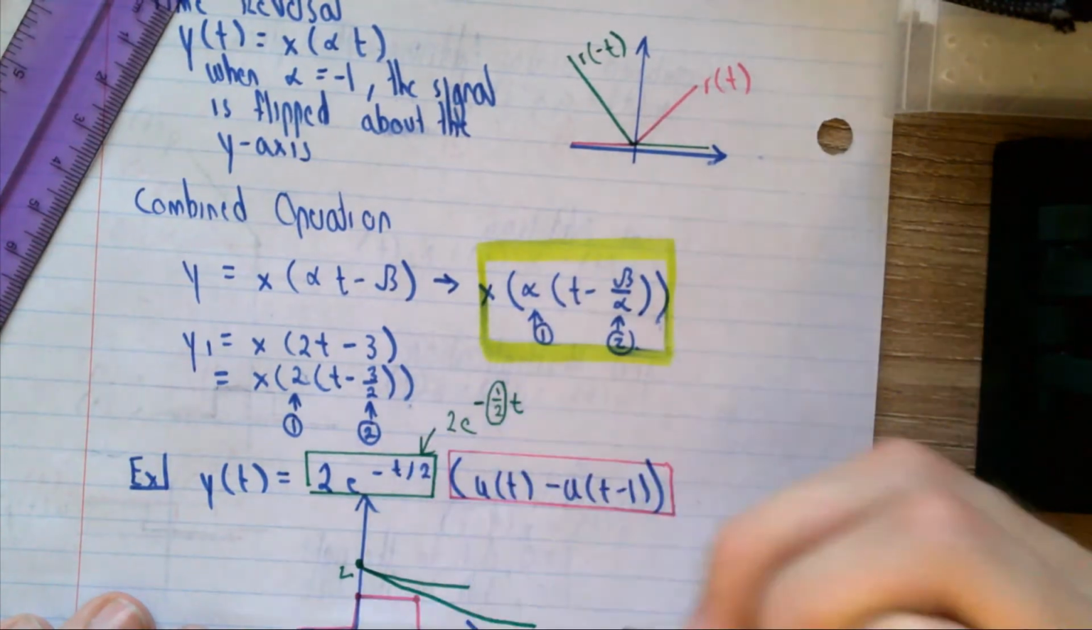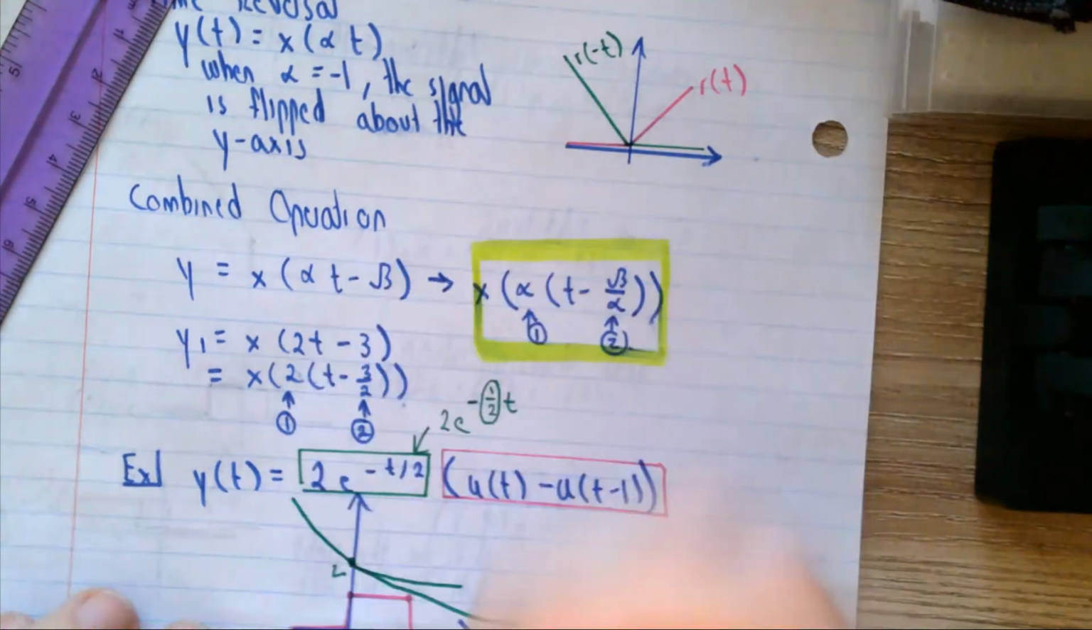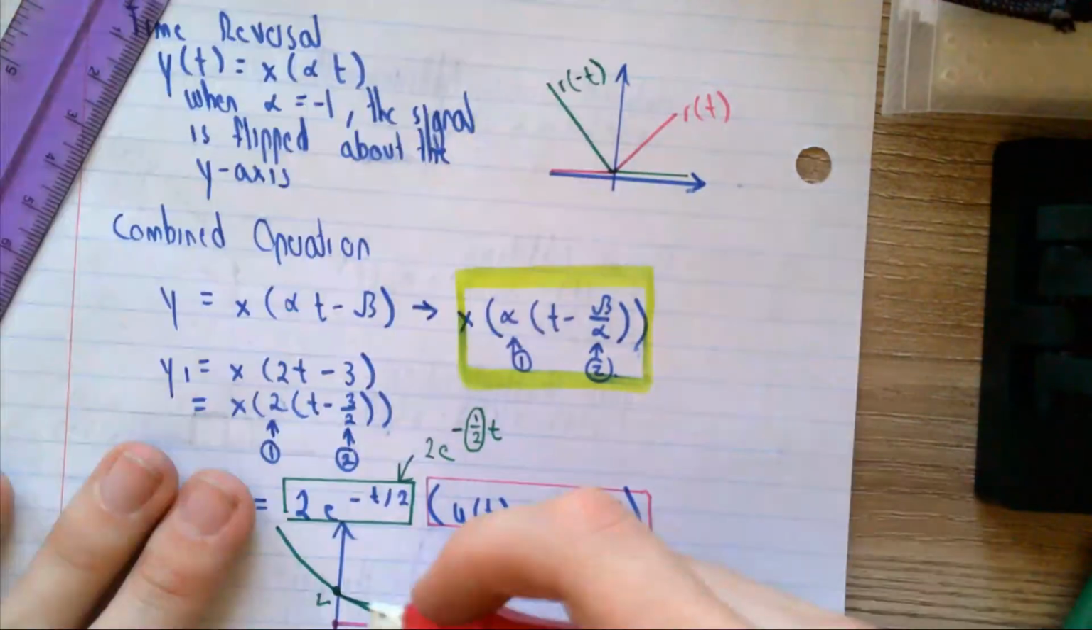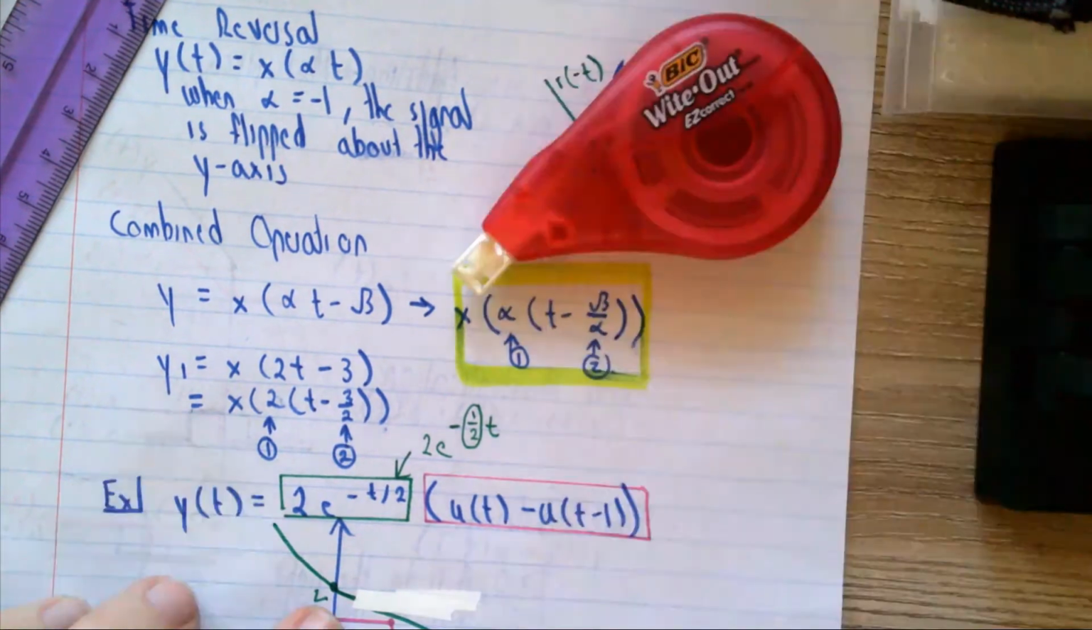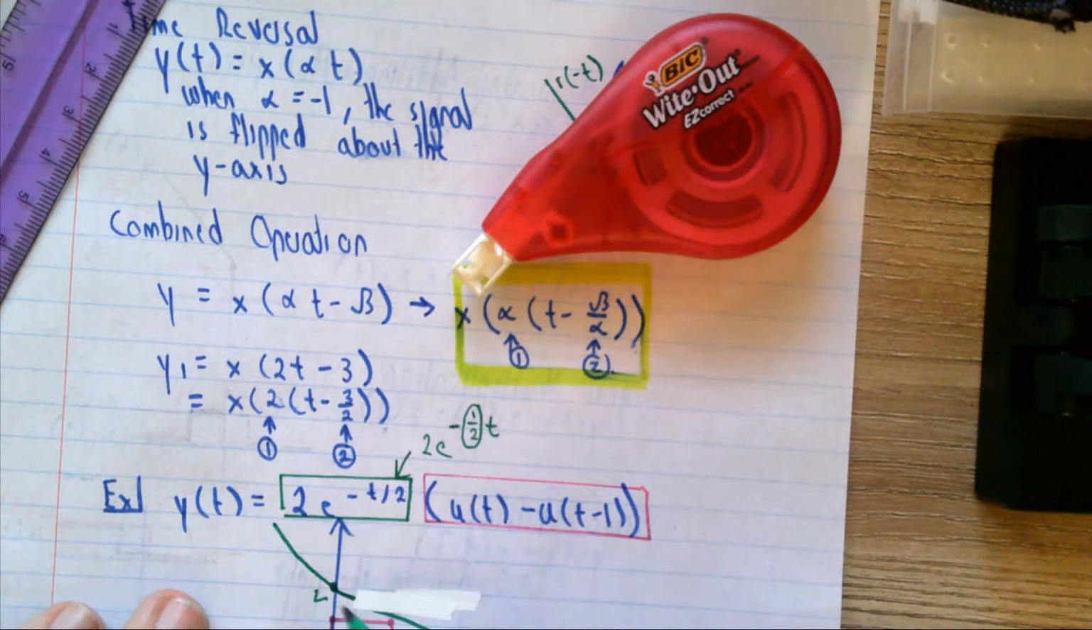And so, just another term here. Now that we talked about what it's going to look like, 2e and then a slow decay because it's only 1/2 and it's a decaying exponential. Now we do multiplication of the two signals we have here.